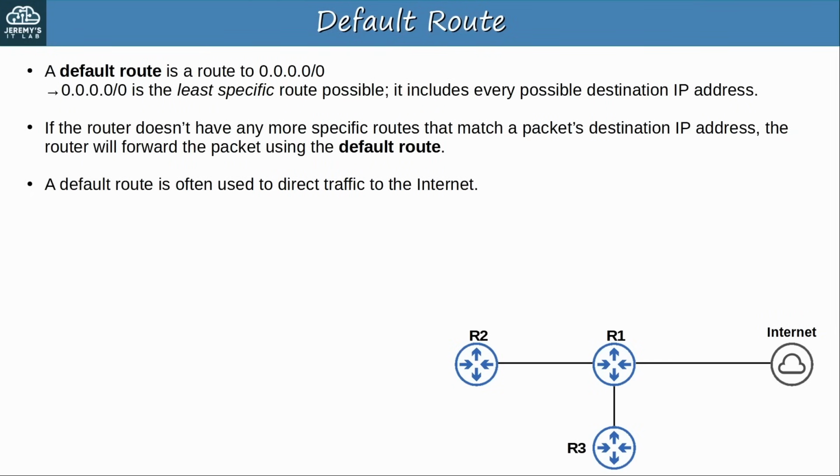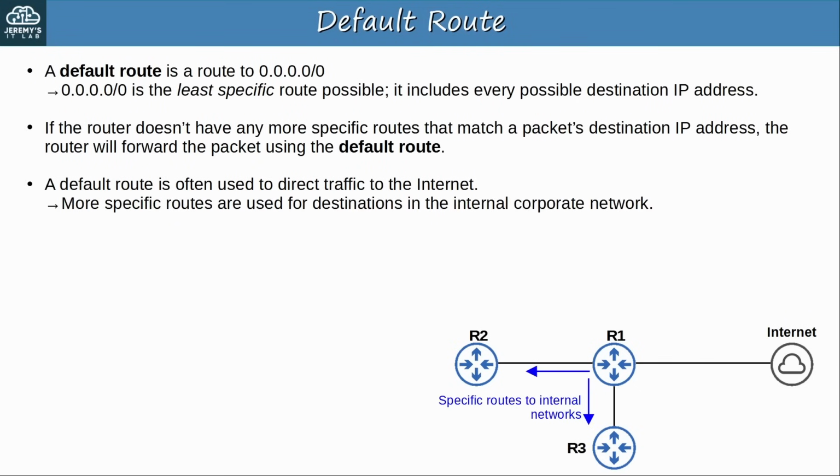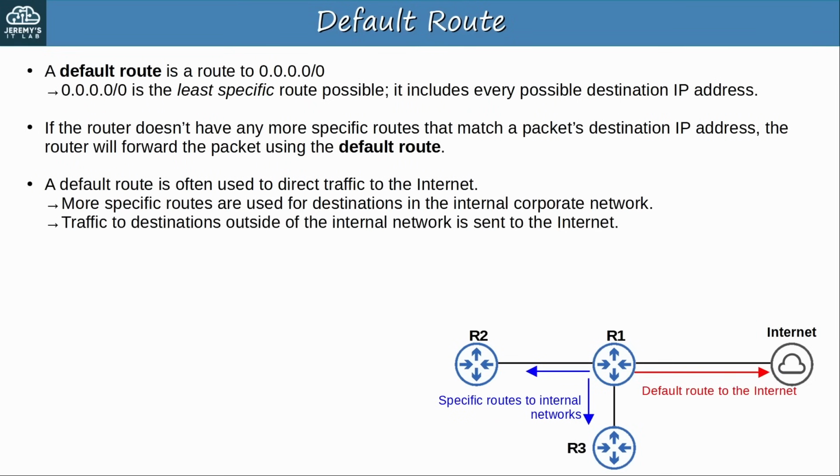In the network below, R1 is connected to R2 and R3, which are other routers owned by the same business. More specific routes are used for destinations in the internal corporate network, such as destinations connected to R2 and R3. However, traffic to destinations outside of the internal network is sent to the internet, using the default route. This isn't the only way to use a default route, but it's a very common use case.